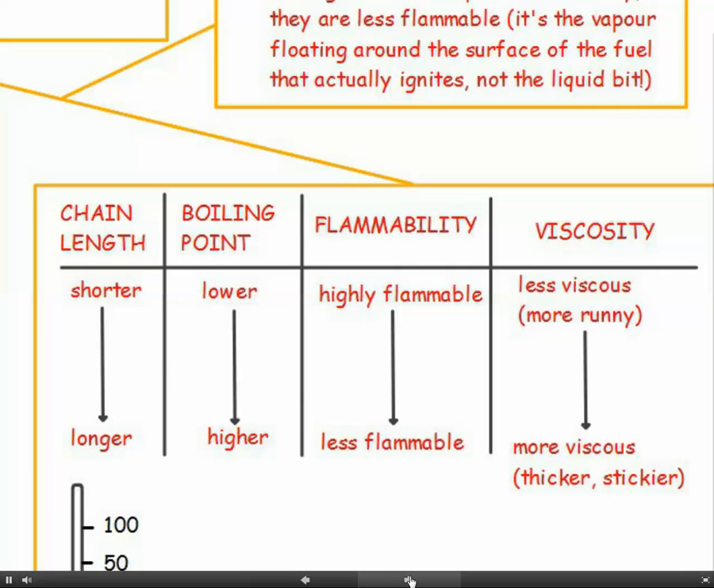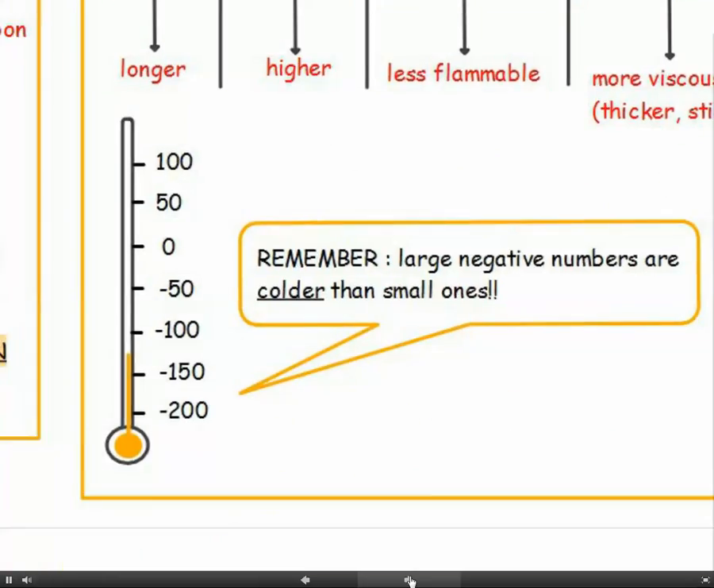So, let's summarise these trends in properties for hydrocarbons. As the chain length increases, the boiling point gets higher, the flammability decreases, and they get more viscous, thicker or stickier. When you're looking at boiling and melting points, just remember that large negative numbers are colder than small ones.